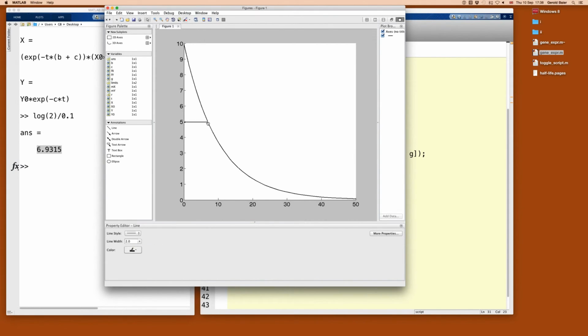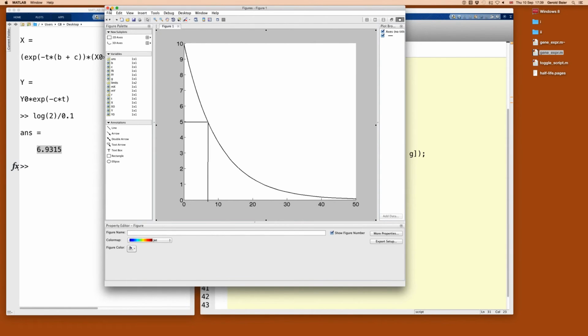If you just use the line tool in MATLAB, you just draw a line, and then we can see that it will be approximately right. Visually, we are somewhere between 5 and 10. And we can see that the exact value for this function is 6.93 and so on.